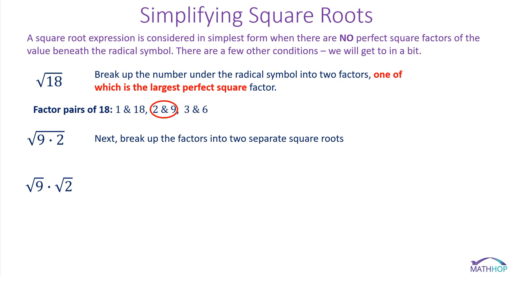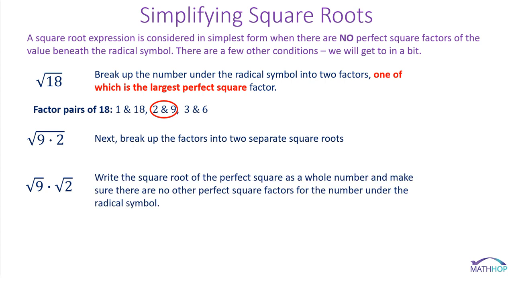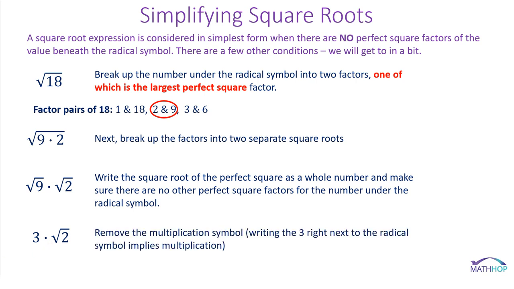I want to simplify it as much as I can. So I'm going to write the square root of 9 as 3. I'm going to write the perfect square as a whole number, right? So I'm going to write 3 times the square root of 2. Now, we don't really use a dot or a multiplication symbol anymore. We know that if we just stick this 3 right up against the radical, that implies multiplication. So that's exactly what we're going to do. We're going to write 3 rad 2, or 3 times the square root of 2.